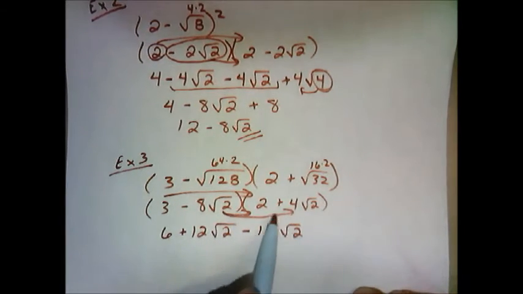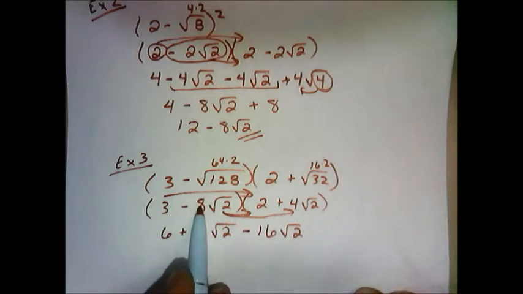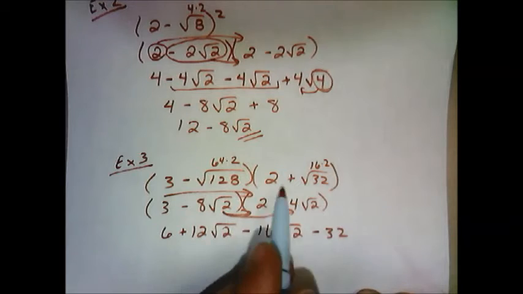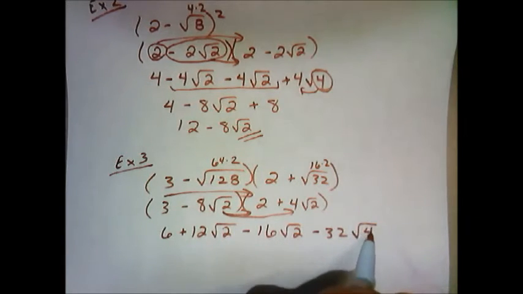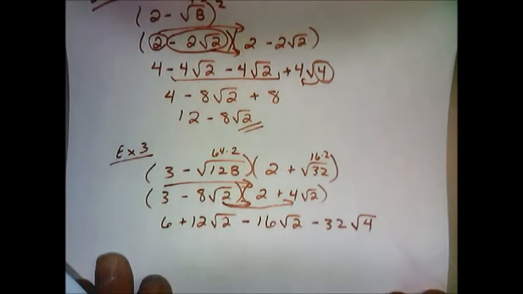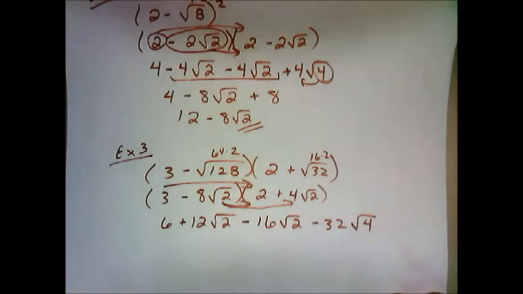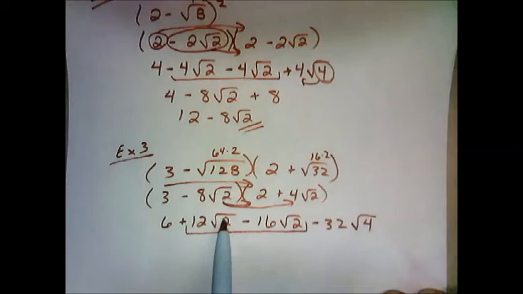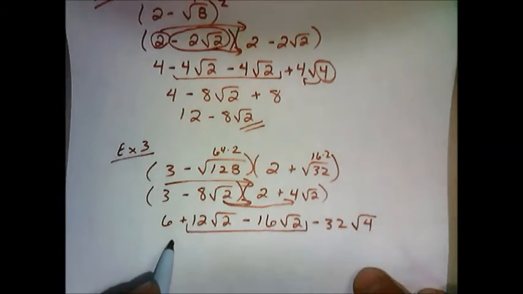And negative 8 radical 2 times 4 radical 2, negative 8 times 4 is negative 32. Radical 2 times radical 2 is radical 4. Now we're going to go ahead and simplify and clean it up as much as we can. Again, we should see that we have the same radicand and index for our two middle terms.